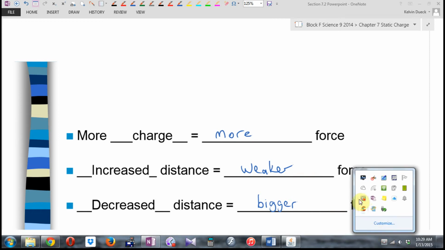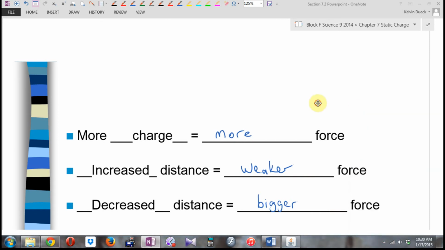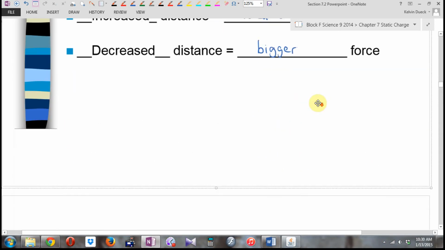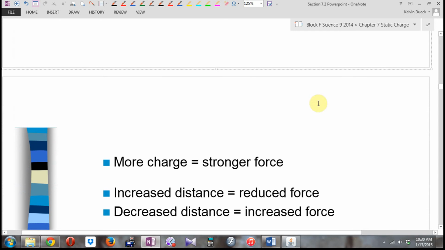Let's do an example. Oh, here's the answer. More charge, stronger or bigger force. Increased distance, reduced or weaker force. Decreased distance, increased or stronger, whatever word you want to use. Bigger force.